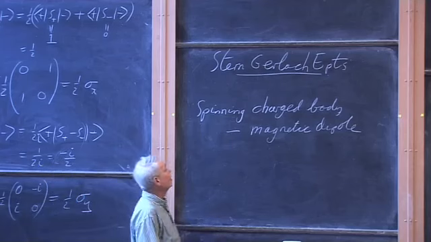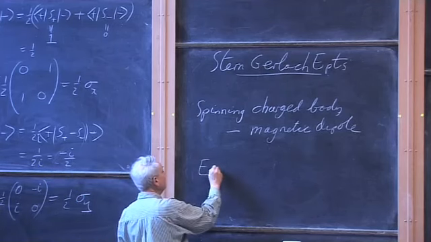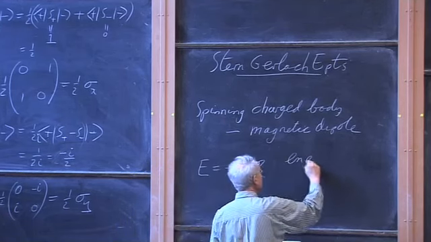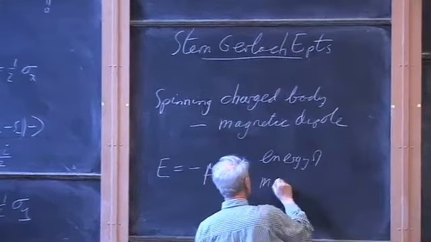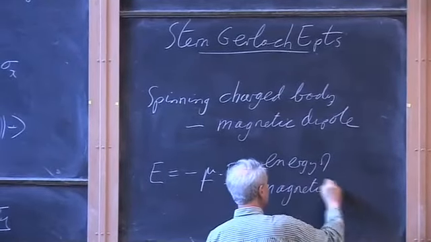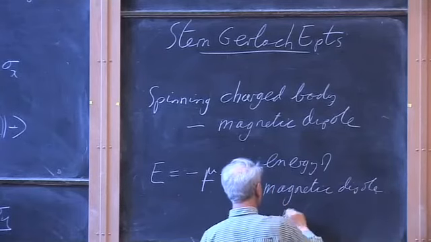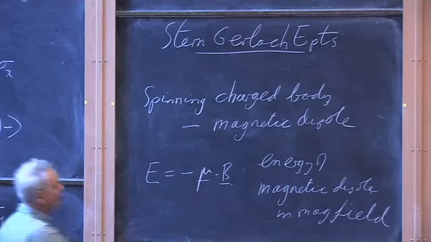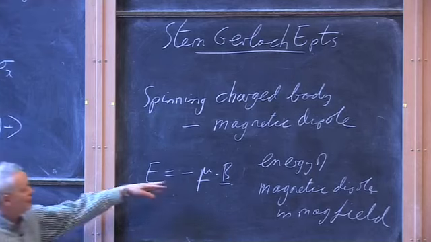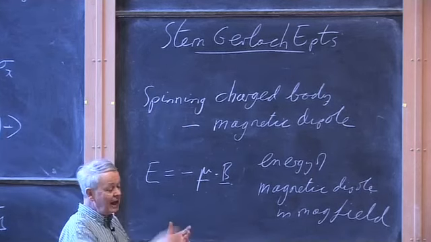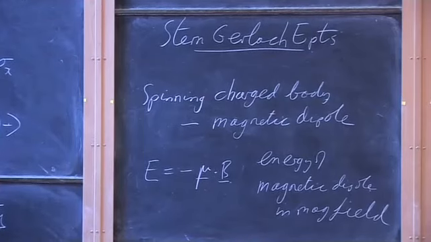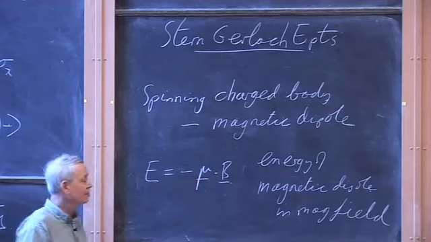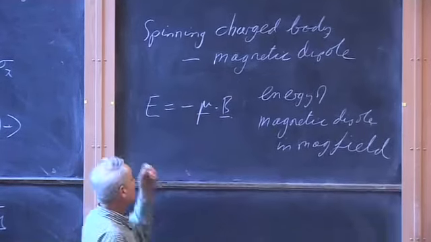So if you put a magnet in a B field, you have, this is the energy of a magnetic dipole in a magnetic field. So there's a minus sign here which says that the energy is lowest when the dipole is aligned with the magnetic field, right? So when this dot product is positive, the energy is lowest, so that's why magnets, compass needles and whatever, align with the magnetic field.